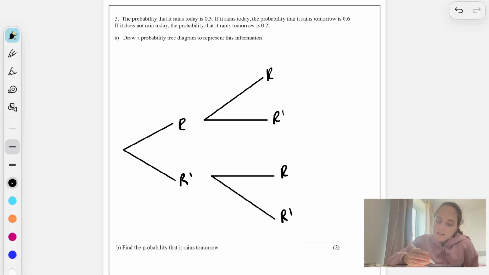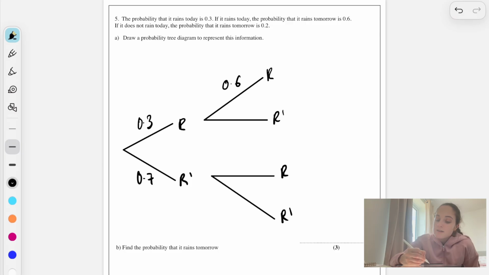It says the probability that it rains today is 0.3. So I'm going to put 0.3 for rain. And then if the probability of it raining is 0.3, the probability of not rain is going to be 0.7. Then it says, if it rains today, the probability that it rains tomorrow is 0.6. So that means the probability of raining, given that it rained today, is 0.6.